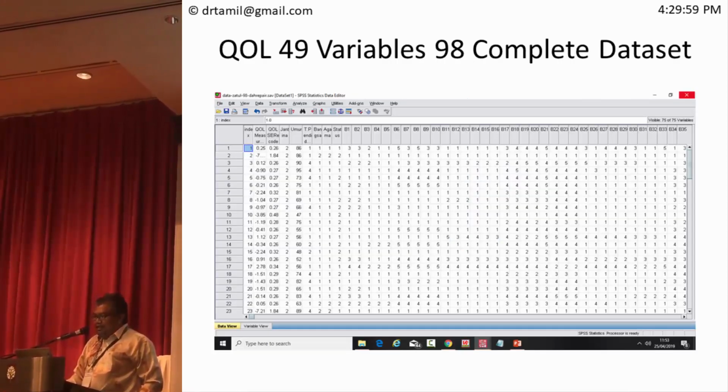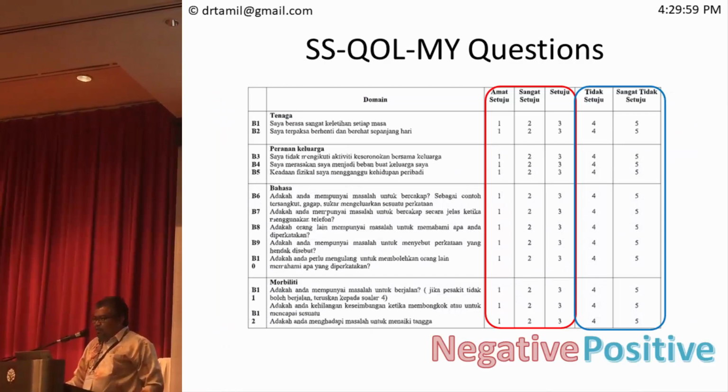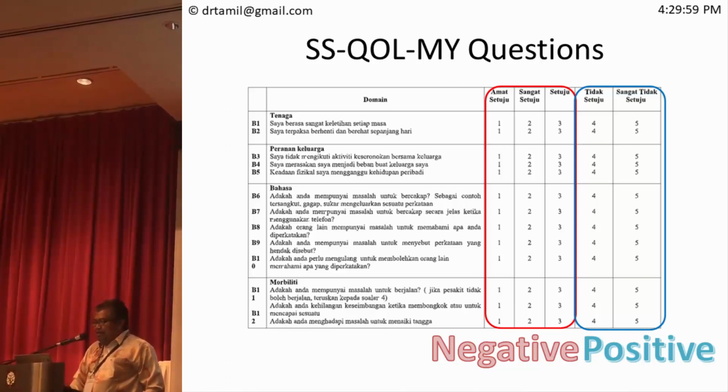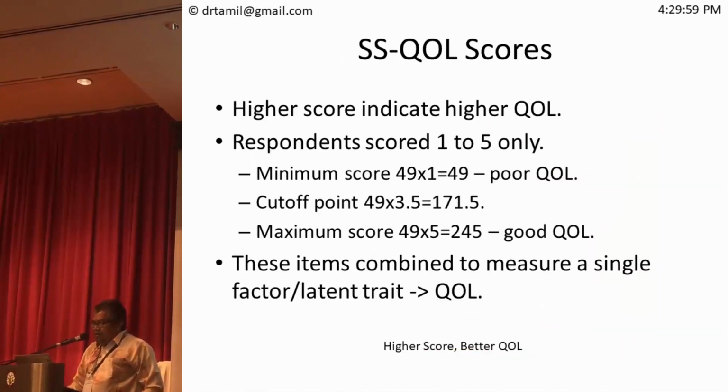So this is the data set. There are 49 questions, so therefore you have 49 variables. In this scenario, we have 98 complete data sets. The weird thing about a stroke-specific questionnaire is that they have a much larger negative composition. 1 to 3 is really negative, 4 and 5 is positive. Therefore, the neutral score is not 3. The neutral score is 3.5.